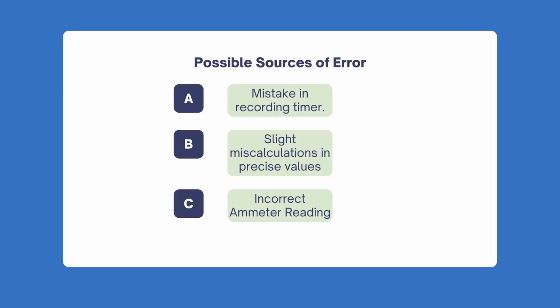Possible sources of error that could have compromised the integrity of my results include a mistake in the recording timer, slight miscalculations in precise values, and incorrect ammeter readings during simulations.